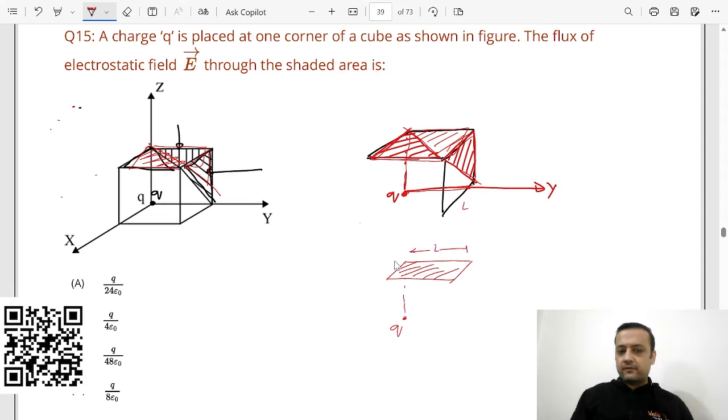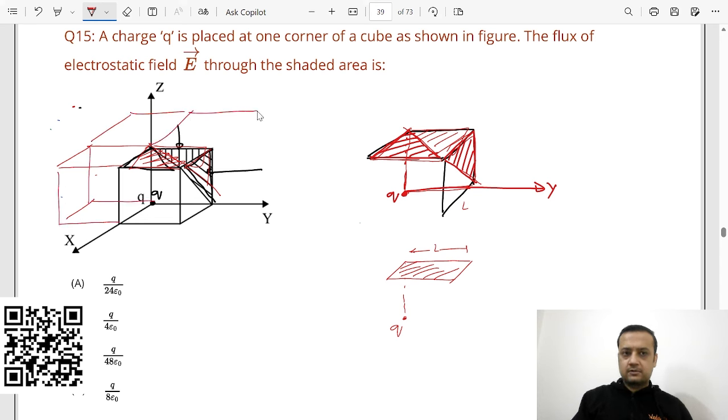Okay, now what can we do? We can assume basically a cube of side length 2L. So let me draw here. If you look, I'm drawing this. Basically, I'm keeping this kind of a situation. Okay, and you can draw a similar structure below also. So if you understand, this whole thing will become a cube of side length 2L, and the charge q will be at the center of it.